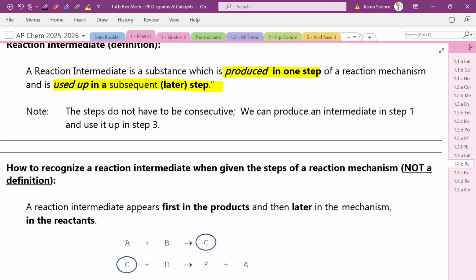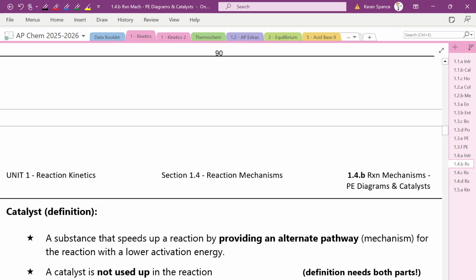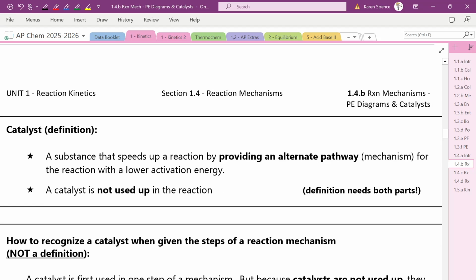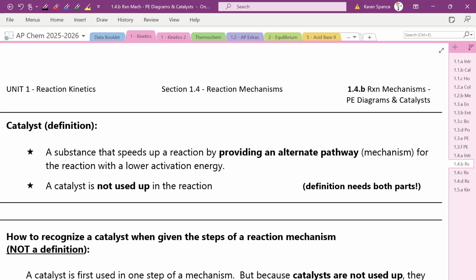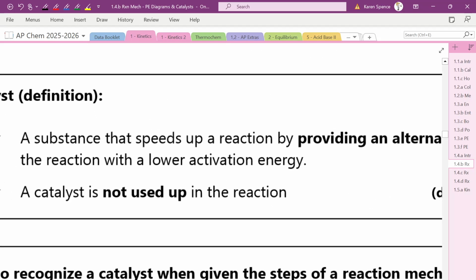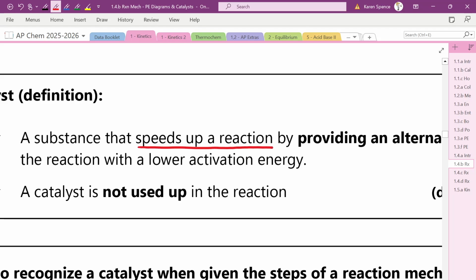All right. How to recognize a reaction intermediate. Hopefully you guys know that it appears first in the products and later in the reactants. That's going to be different from a catalyst, which we just saw last day at the very end of class. A catalyst, and you should be able to define a catalyst, is a substance that speeds up a reaction.